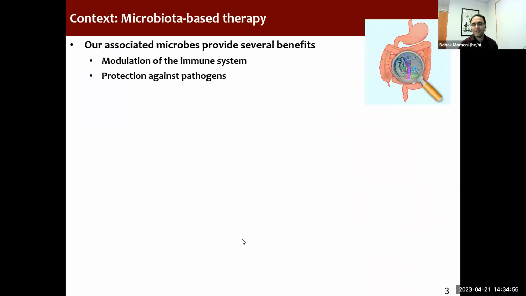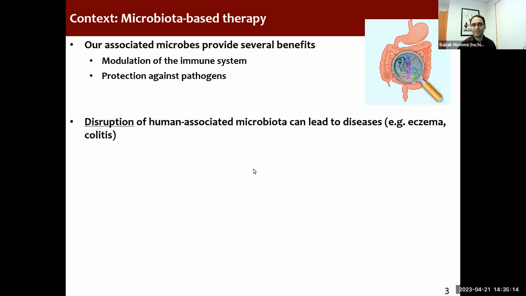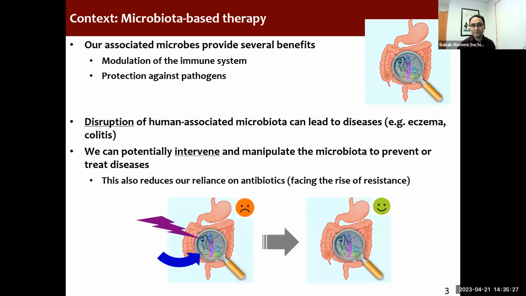The overall context of what we will be talking about is microbiota-based therapy. This is based on the now common knowledge that our associated microbes are important for our health. These could be modulation of the immune system or protection against pathogens as examples. We also know from several examples that disruption of human-associated microbiota can lead to diseases, with examples in eczema and colitis, but there are more examples as well.